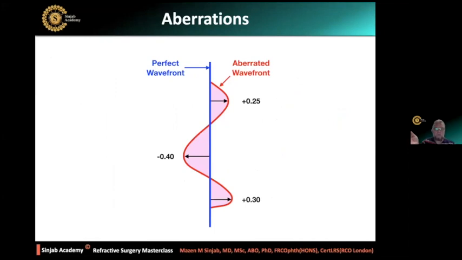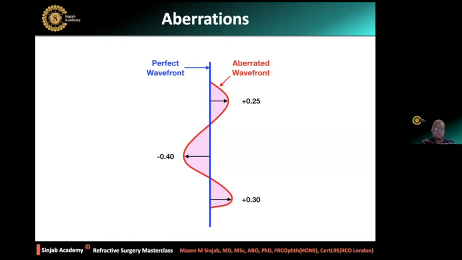Now, to measure the distortion, the principle of measurement is to correlate this distorted, or aberrated, wavefront to a perfect wavefront, and to see how much it deviates from the perfect wavefront. And this is the principle of the root mean square. As you see here, the deviation in the upper part is plus 0.25 microns, for example, while in the middle it is minus 0.40, and on the bottom it is plus 0.30.